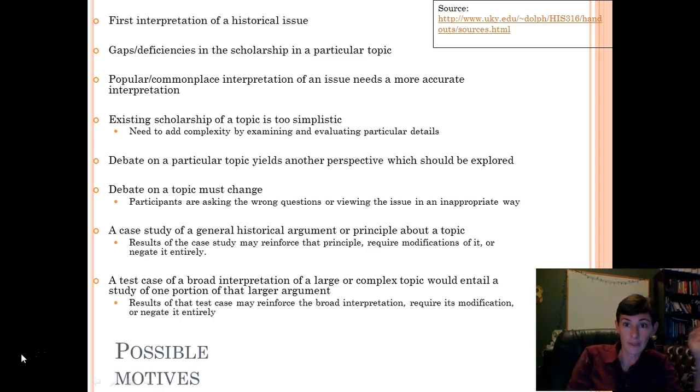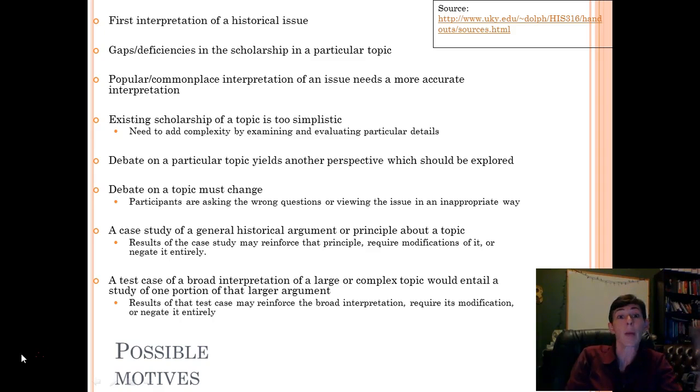Now, again, this is from the same site as the previous slide. These are some possible motives that historians have for producing their secondary sources, sometimes also called monographs. First, it might be the first interpretation of a historical issue. Maybe the subject has never been broached by a historian, so it's the first analysis of a historical topic by a historian. Maybe there are gaps or deficiencies in the scholarship on a particular area or topic, and this book is designed to fill that gap or deficiency.